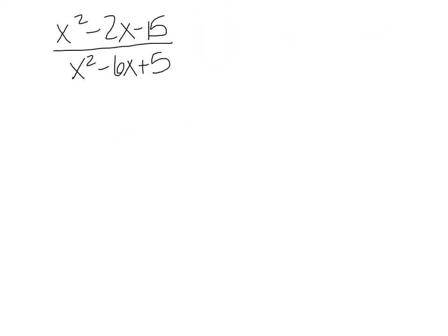Yay! Here's another big one to factor. Again, these are trinomials, so I'm going to factor them my usual way. I'm going to think of factors of things that multiply to be negative 15 and add to be negative 2 in order to factor the numerator. So multiplies to be negative 15, adds to be negative 2. I'm going to end up with x minus 5 and x plus 3.